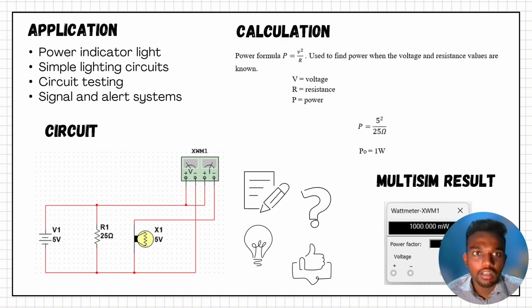Applications: load circuits are used in power indicator lights, simple lighting circuits, circuit testing, and signal systems. For the calculation, we use voltage, current, and resistance value to determine the power used by the load. This calculation helps us to understand the performance and efficiency of this circuit.